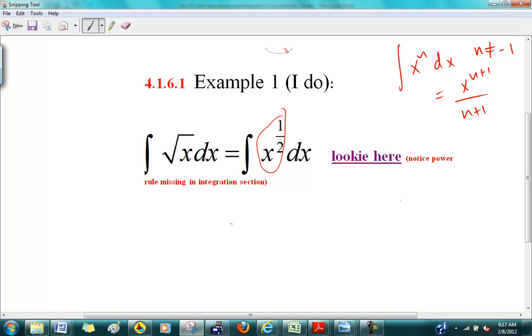So if I want to use it for this problem here, what is n equal to? Half. So what's my answer going to be? Yeah, but don't write it like this, this is pretty sophomoric. Because half plus 1 is 3 over 2. So you get 2/3 x to the 3 halves plus C.